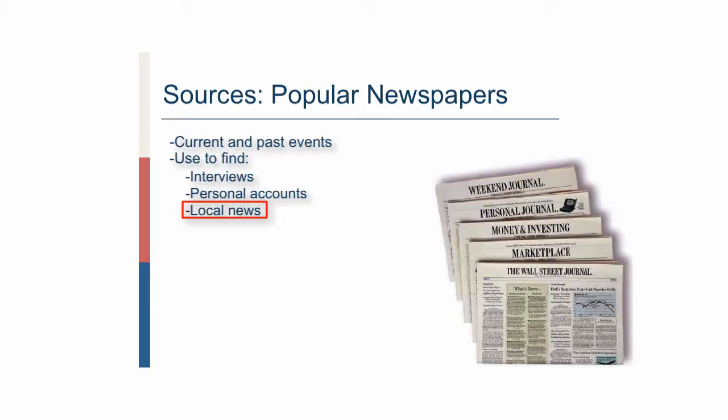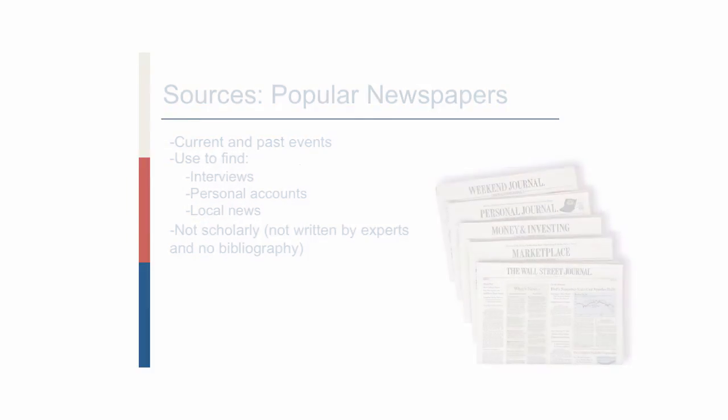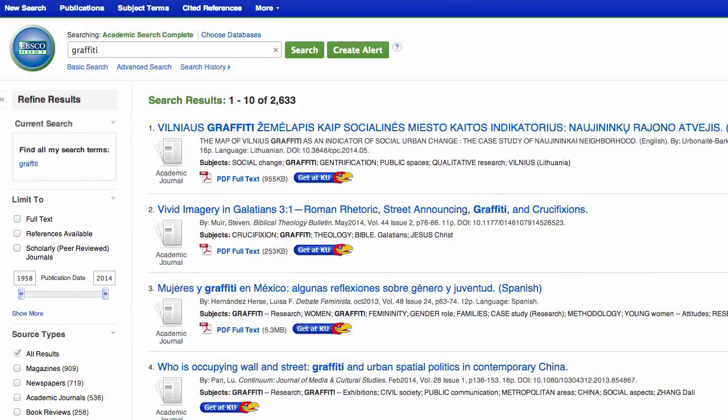Again, newspaper articles are written by staff writers, who generally have a wide breadth of knowledge covering several topics, often without a depth of knowledge on any particular topic. This means newspaper articles are not scholarly. Additionally, these articles do not contain a bibliography. Again, we can limit our search results to newspapers only by checking the box next to newspapers on the left-hand side of the page under the heading Source Types.